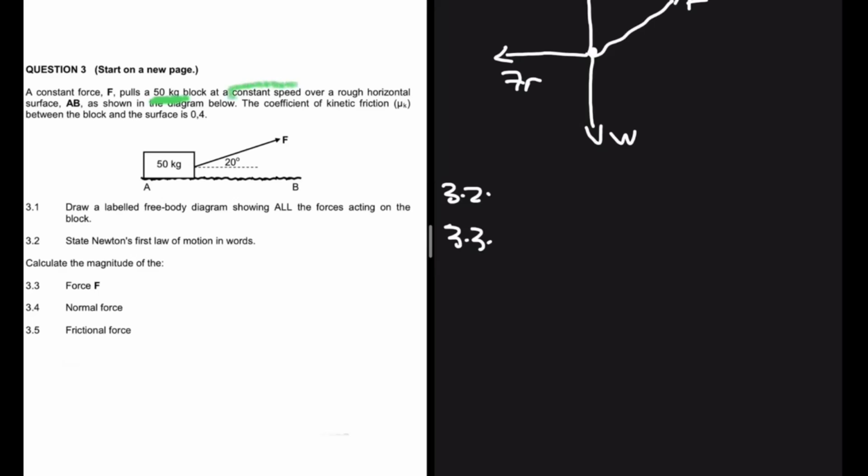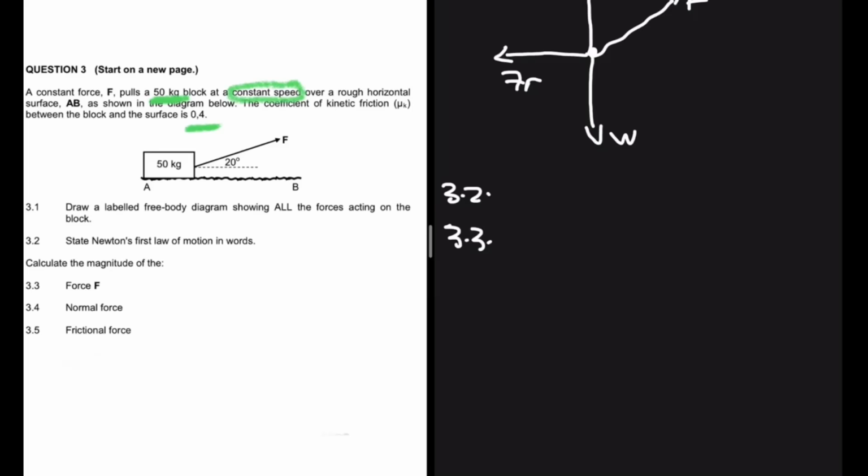So what does constant speed tell us? It tells us that the F net is equal to 0. The forces acting on the object are balanced, and then over a rough horizontal surface. So as we already know, we're supposed to have frictional force, and then the coefficient of kinetic friction between the block and the surface is 0.4. So we have a coefficient of kinetic friction which is 0.4, right?